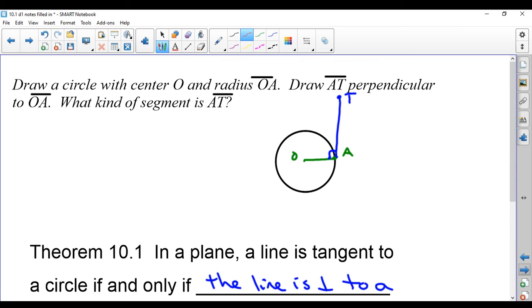This was supposed to be an exploration, but it's already done for us. If we have a circle O with a radius OA drawn somewhere, and then we draw segment AT perpendicular to OA, when we look at the diagram, we can see that AT is also a tangent to that circle.